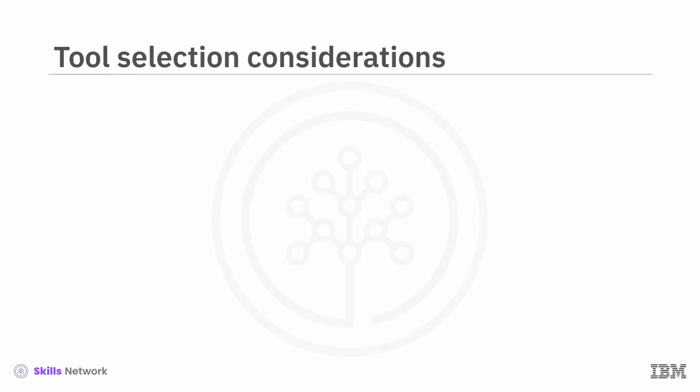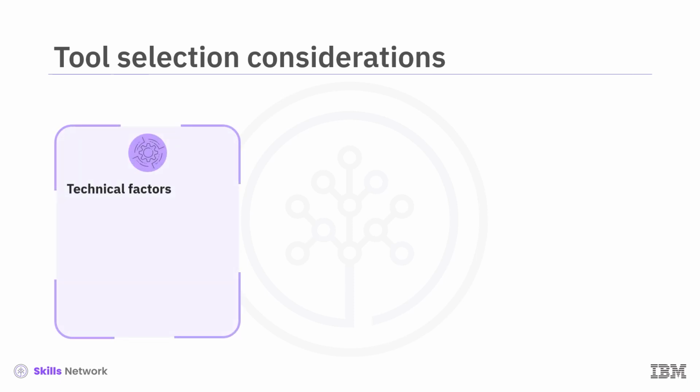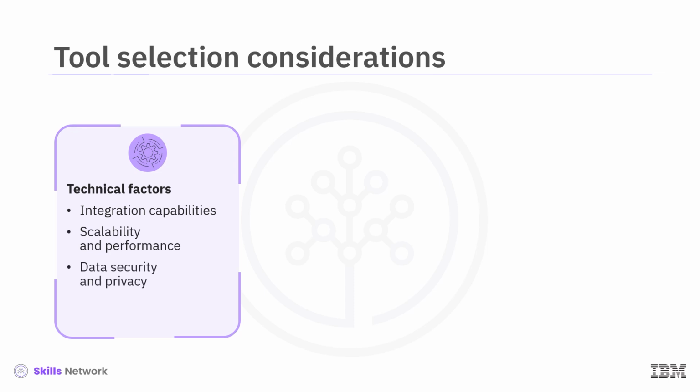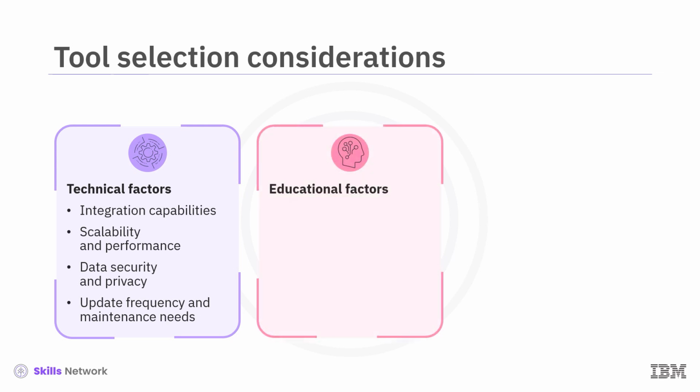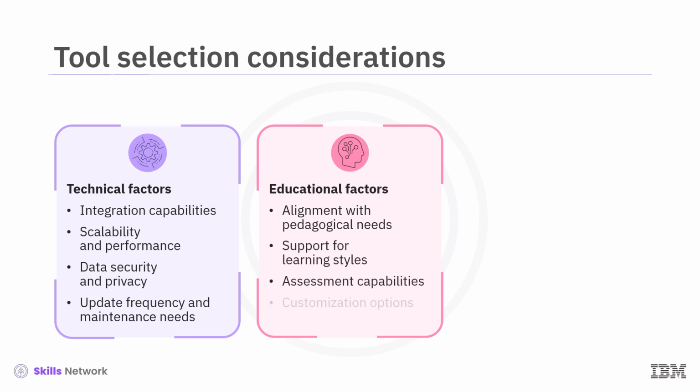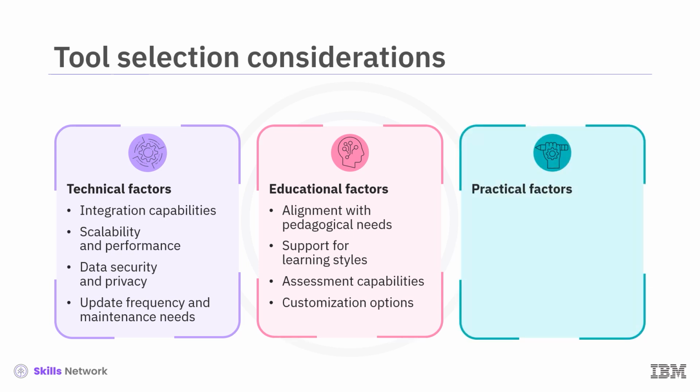Now, you might be wondering, which tools should I use? Here are some considerations for tool selection that'll help you make a decision. Firstly, you need to look at technical factors, such as integration capabilities with existing systems, scalability and performance requirements, data security and privacy features, and updating frequency and maintenance needs. Next are educational factors that include the tool's alignment with pedagogical needs, support for different learning styles, assessment capabilities, and content customization options. Finally, you'll also need to consider the practical factors of the tool, including costing and licensing, training requirements, and support and documentation.